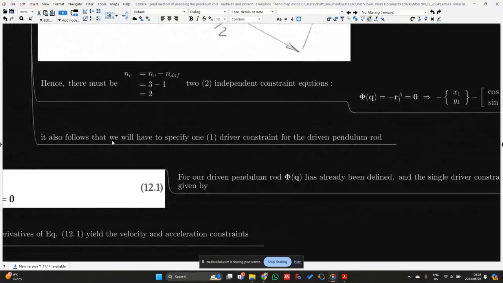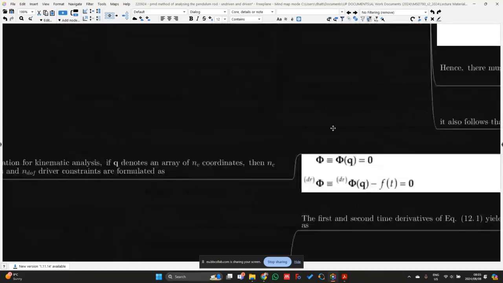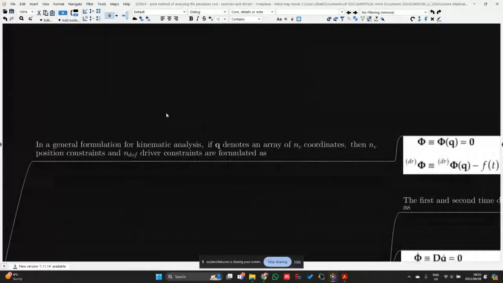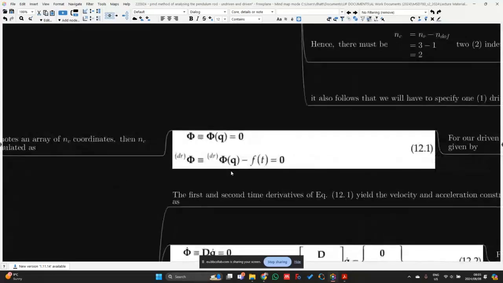It also follows then that we will have to specify one additional driver constraint for the driven pendulum rod. Now, if we go back over here in a general formulation for kinematic analysis, if q denotes an array of nv coordinates, then nc position constraints and ndof driver constraints are formulated according to equation 12.1.